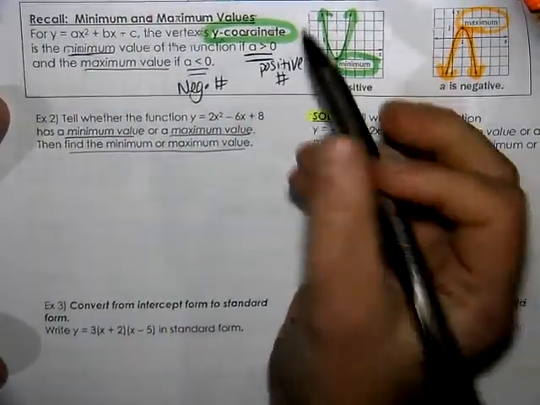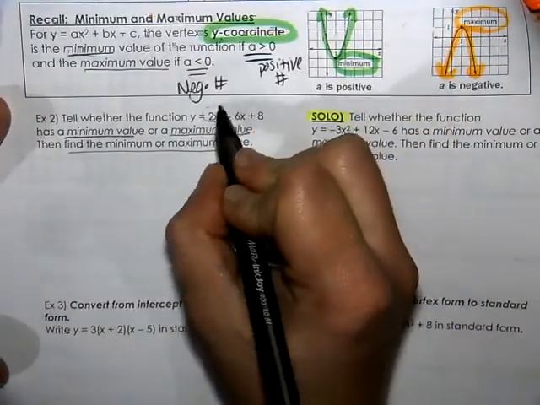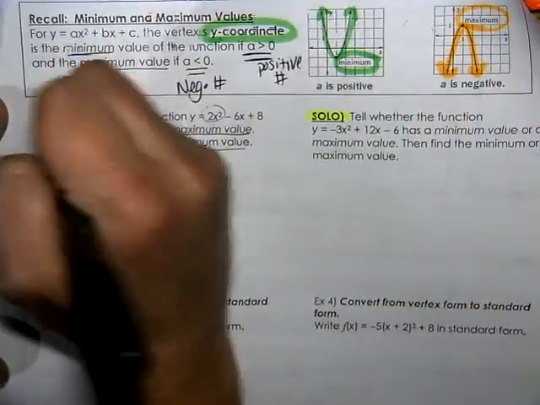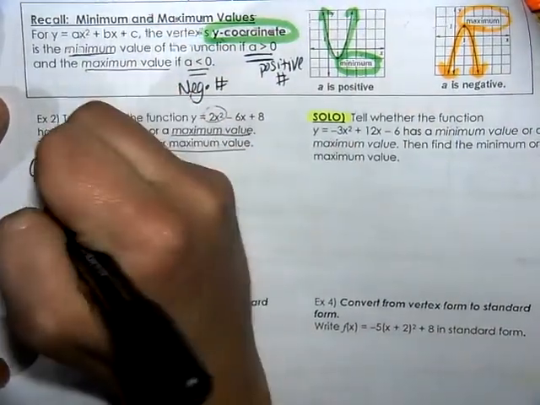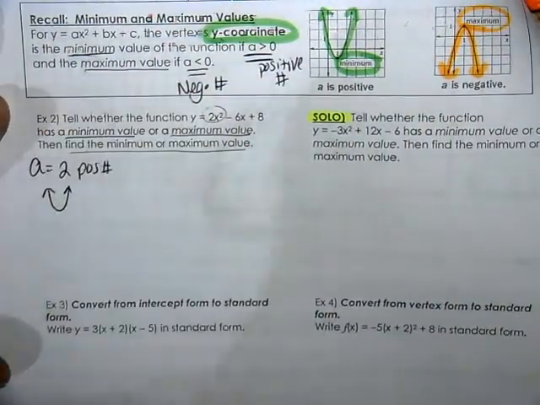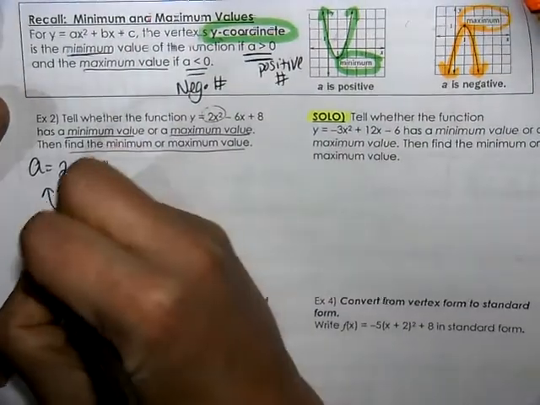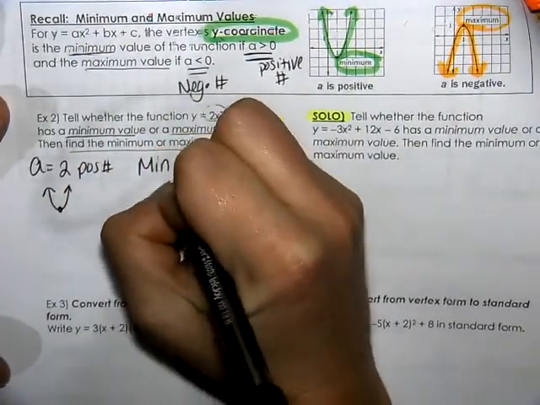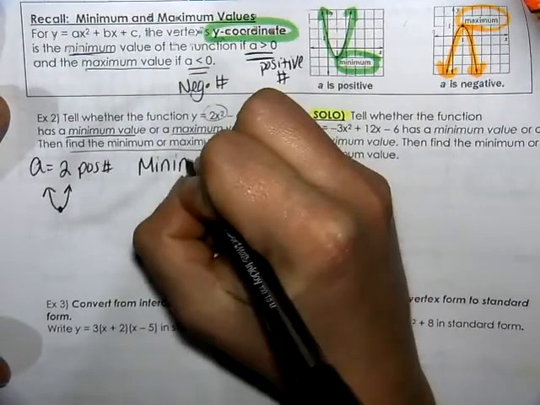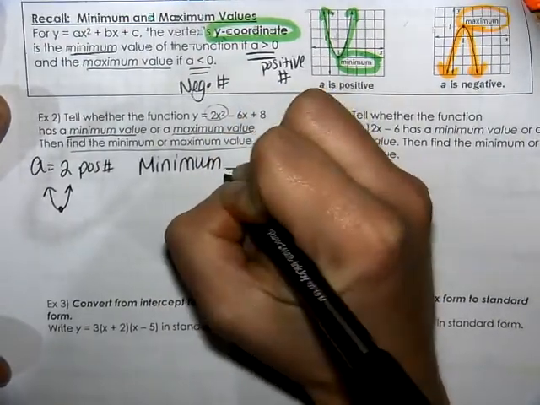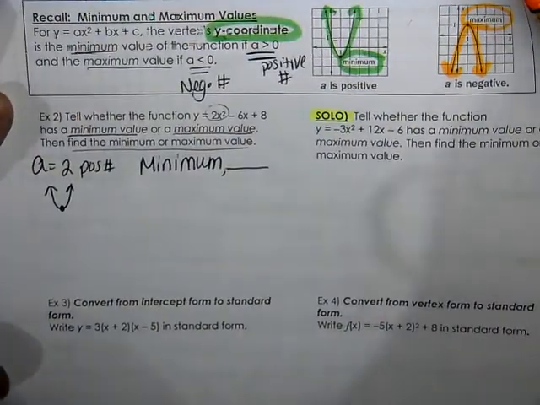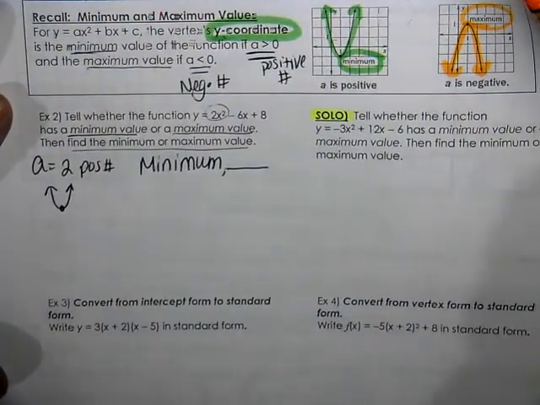So what we want to do is analyze our a value, and our a value in this case is 2. This is a positive number, so that means that our parabola is going to be pointing up, and we will have ourselves a minimum. And that minimum value, that's what we need to find next. So remember that minimum or maximum is always the y part of our vertex.